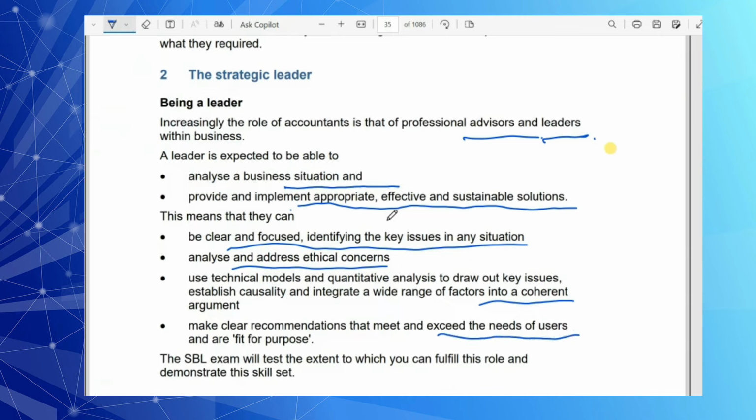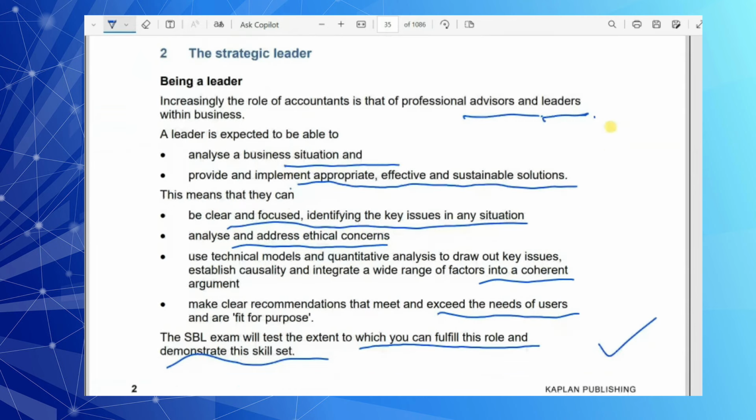The SBL exam will test the extent to which you can fulfill the role and demonstrate the skill set. So this is going to be a very interesting paper, and you have to be very well equipped for this understanding, and to demonstrate all your skills in a professional way.